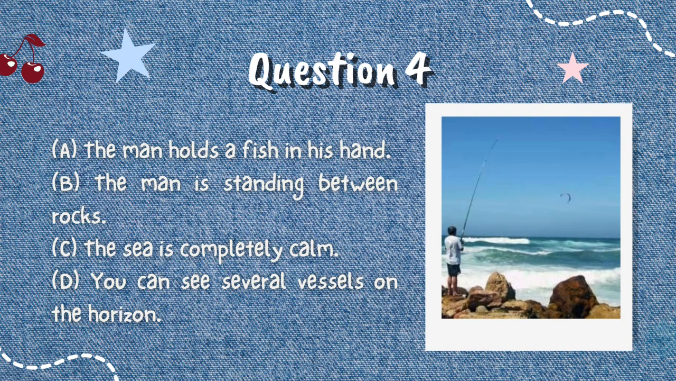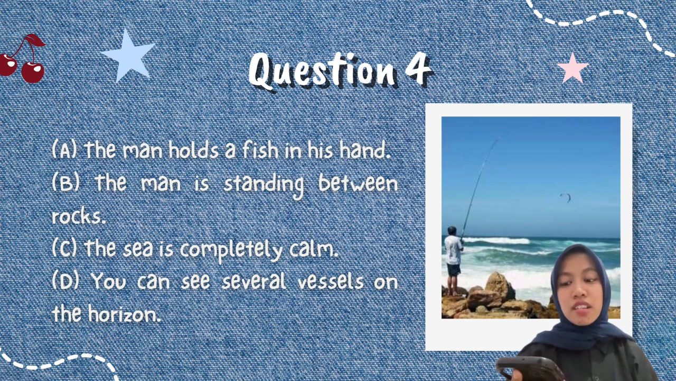A. The man holds a fish in his hand. B. The man is standing between rocks. C. The sea is completely calm. D. You can see several vessels on the horizon. This photo captures a person fishing on a rocky shoreline. Option A. The man holds a fish in his hand. This is incorrect. While the man is fishing, both of his hands are occupied holding the fishing rod. There is no fish visible in his grasp.